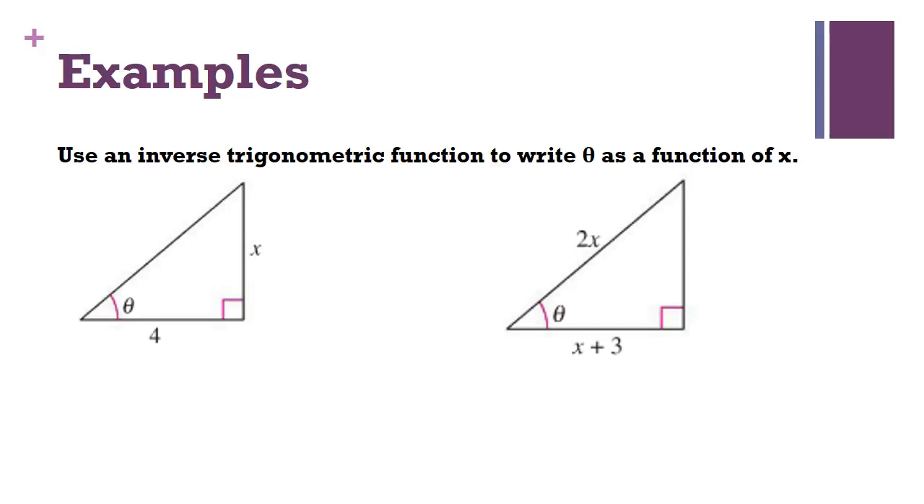Okay, use an inverse trig function to write theta as a function of x. In other words, for the first one, you've got the opposite and adjacent. You're just going to write the trig function that uses opposite and adjacent, theta equals what it equals, and then you're going to actually write it using the inverse. Pause the recording, give it a try, and resume to check your answer.